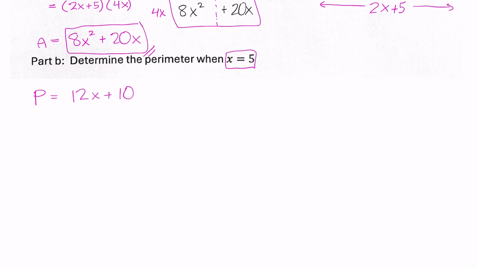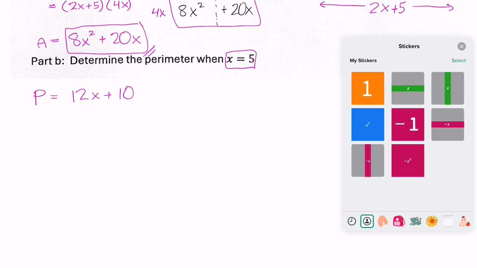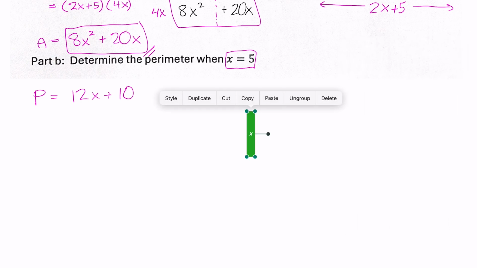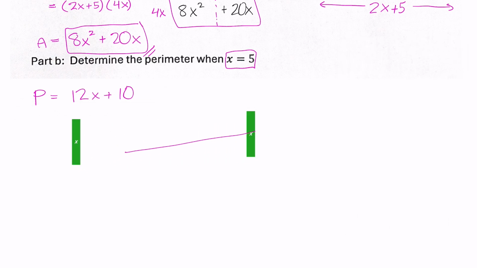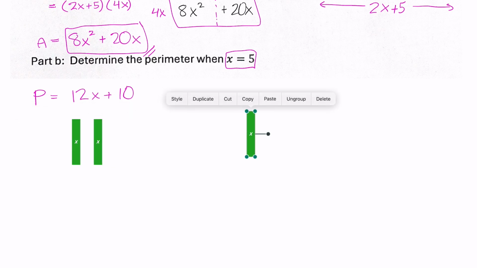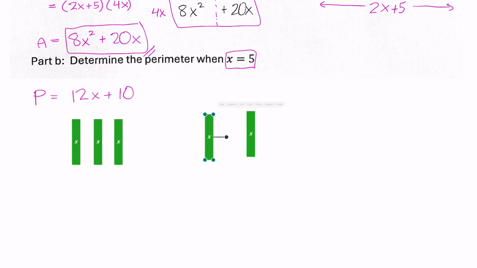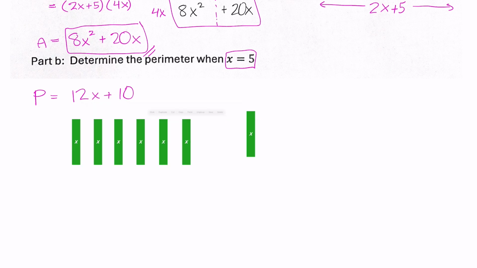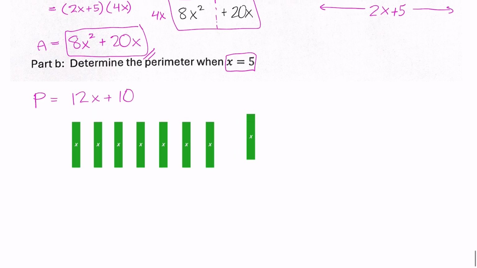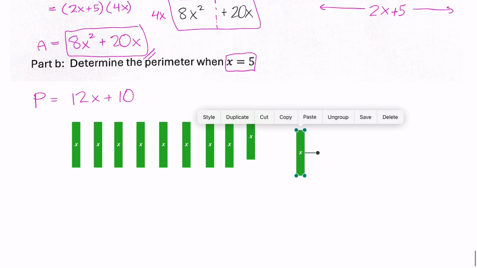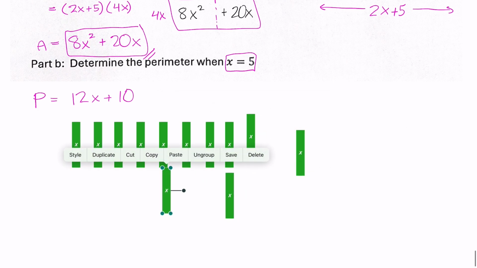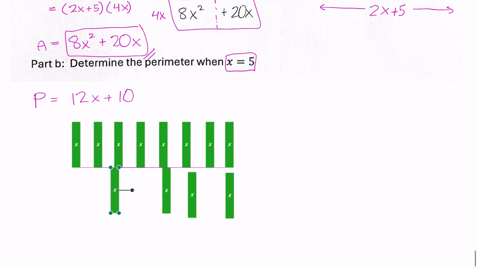Now I found the answer, right? Let me go here and grab my x's. So I have 12 of them. 1, 2, 3, 4, 5, 6, 7, 8, 9, 10, 11, 12. It's a lot. It's okay. Oops, didn't mean to draw a line there. It's okay. Okay, there we go.